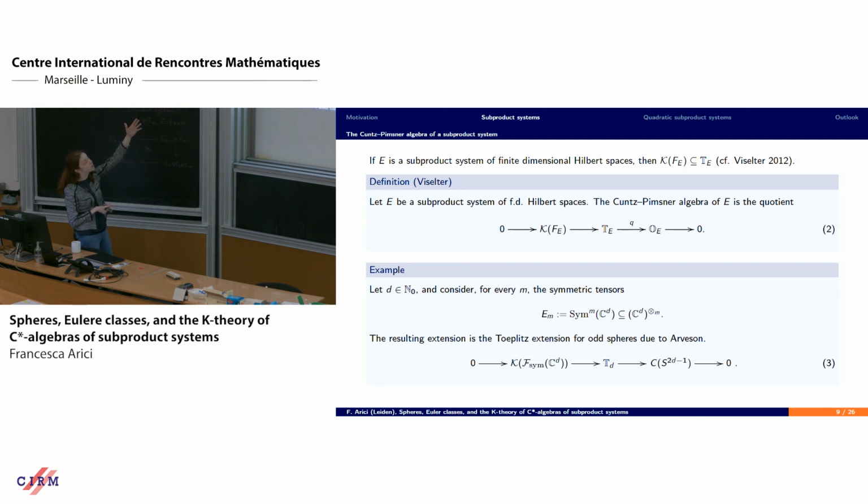And of course, I wouldn't talk about this if there was no connection with a symmetric Fock space. So if you fix an integer d and consider the symmetric tensors, this gives you a subproduct system. And then if you mimic this construction, you get back the extension that I showed you before. So spheres are a particular case of C-star algebras of subproduct systems.